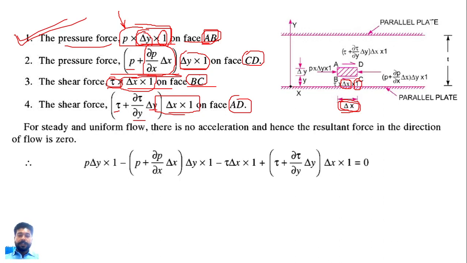Okay. So if we say there is no acceleration, we can conclude that the resultant force applied in the flow direction will be zero. So let us consider the positive forces as those going to the right side from the left side, and the forces in the opposite direction will be negative forces.